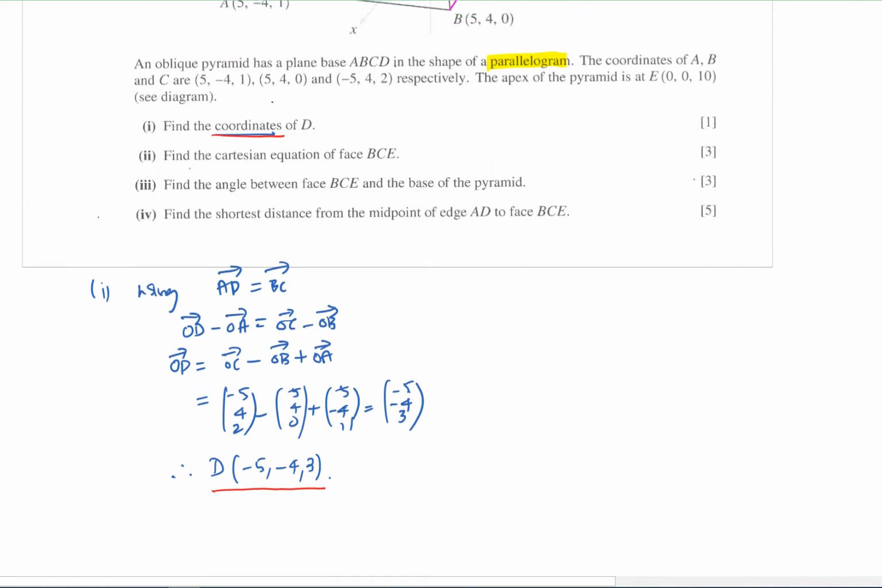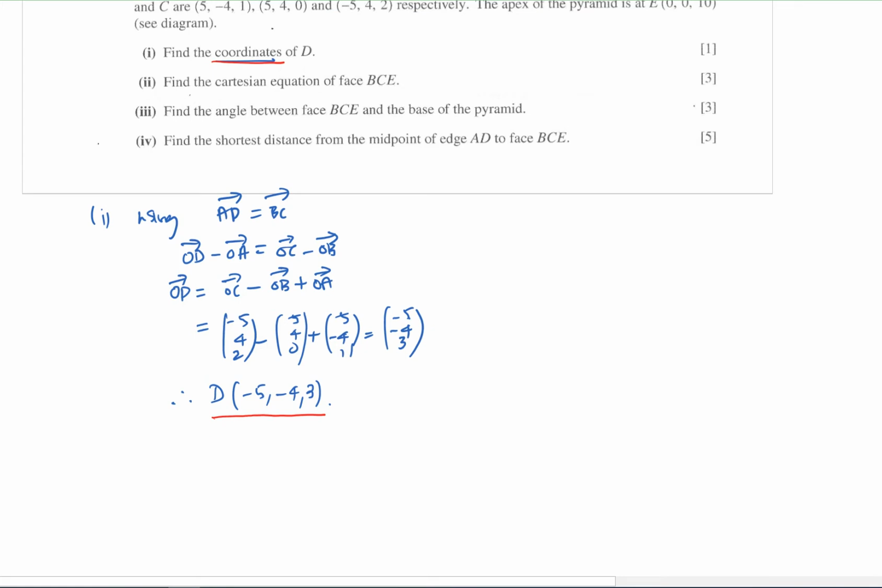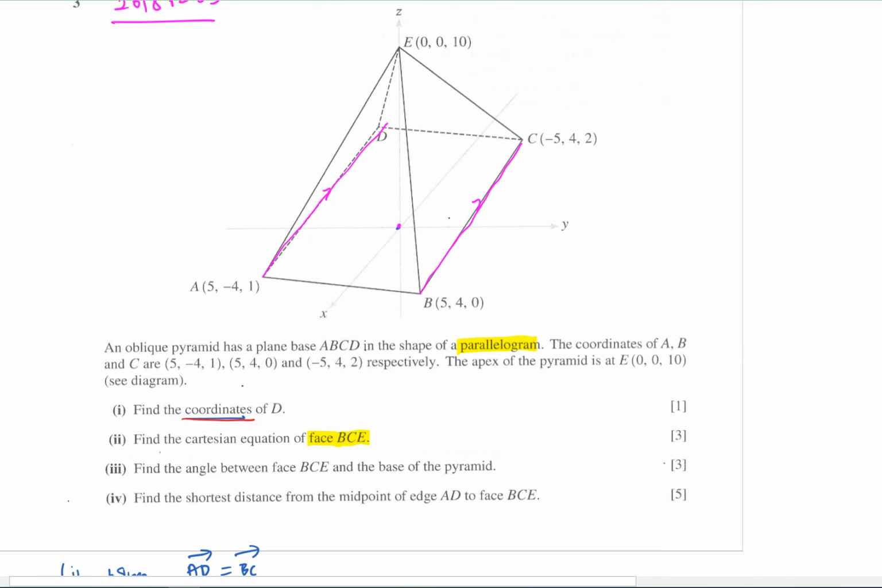Now looking at part 2, find the Cartesian equation of face BCE. Face BCE is a triangle BCE, and it is actually a plane. To find the equation of a plane, you need to obtain a normal and any point on the plane. In this case, I don't know the normal, but I can find it. I can take the cross product of two vectors, for example EC cross with vector EB, and I'll get my normal. So I'll do that.